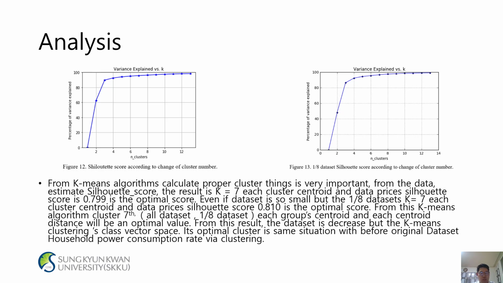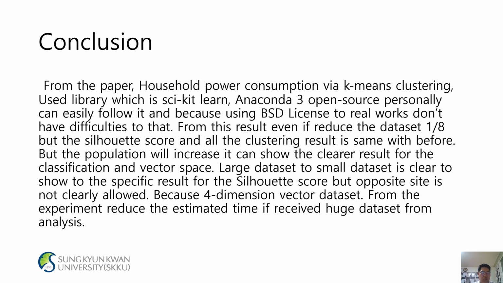Household power consumption rate via clustering. Conclusion. From this paper, household power consumption via K-means clustering uses the library scikit-learn, which is open source, personally can easily follow it, and because it uses the BSD license, in the real world there are no difficulties to do that. From the result, even if the dataset was reduced to A per 1, the silhouette score and the overall clustering result is the same as before.